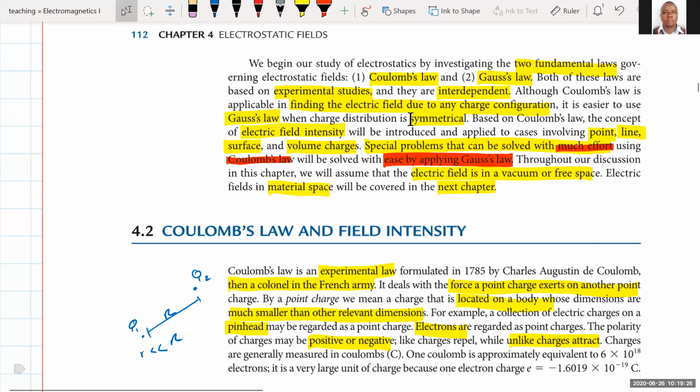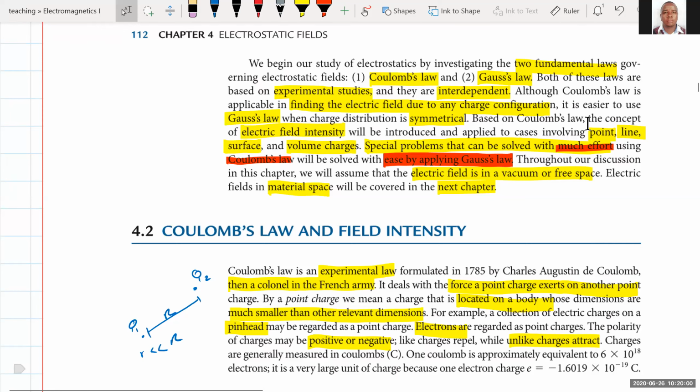So what we are saying is that Coulomb's law was the first to come up with a method of finding the electric fields associated with charge in a medium. But then Gauss's law came up with some easier methods of finding the charge distribution in a symmetrical medium. When you say symmetrical, you're talking about a line, a surface area, or a volume that you can quantify in metric form.